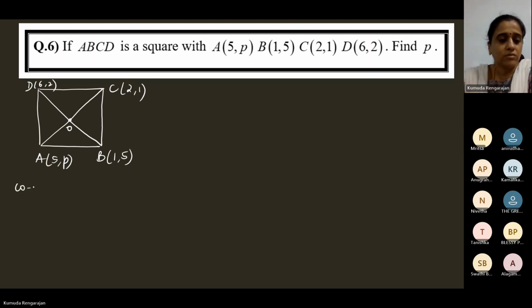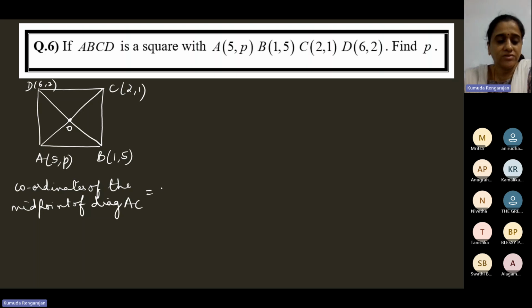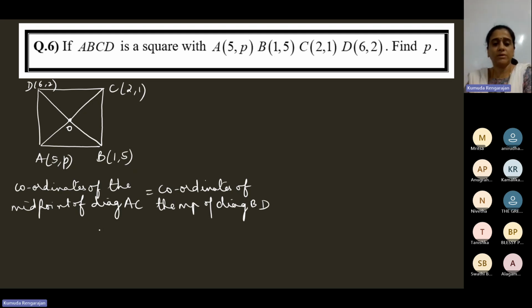Okay, so coordinates of the midpoint of diagonal AC is the same as the coordinates of the midpoint of diagonal BD. So how do you find the coordinates of the midpoint of AC? Midpoint formula. So (x1 plus x2) by 2, comma, (y1 plus y2) by 2. Add the x coordinates, divide by 2. Add the y coordinates, divide by 2.